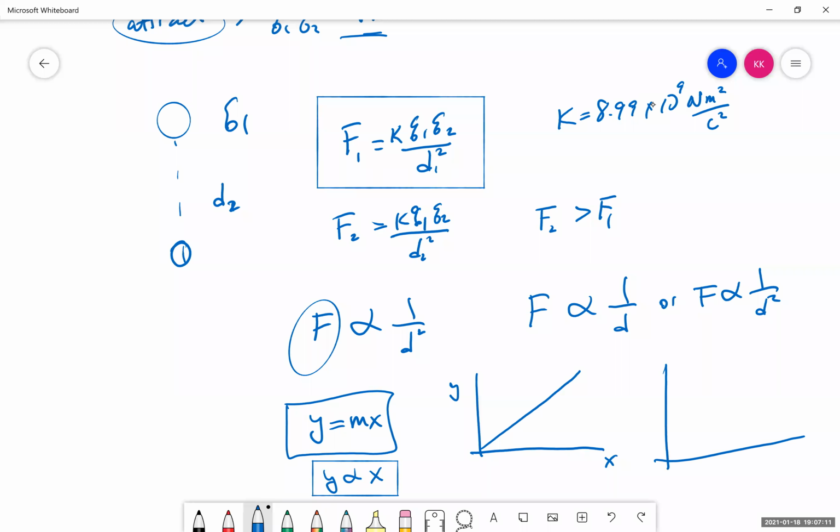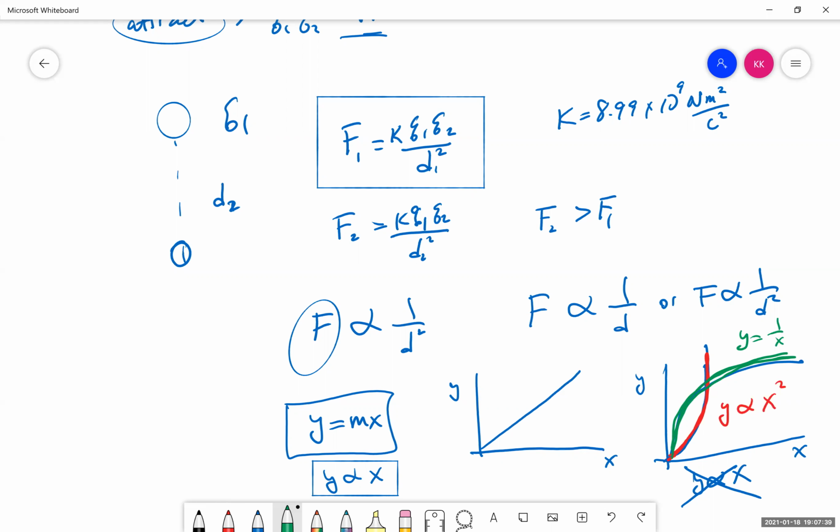But what if I get data that looks like this or like that? Well, that means y is not proportional to x. There is something different. If I have this type of relationship, this is y proportional to x squared, a parabolic relationship. How about this one over here? What if my data is something like this? Well, this one, y equals 1 over x. Hopefully you remember some of those graphical equations.